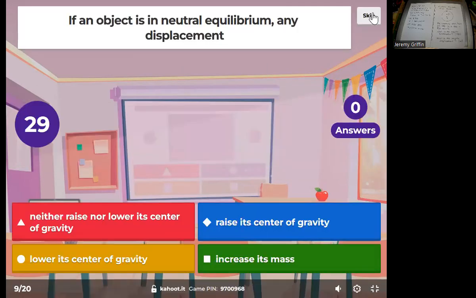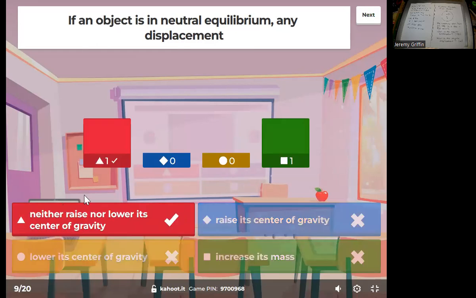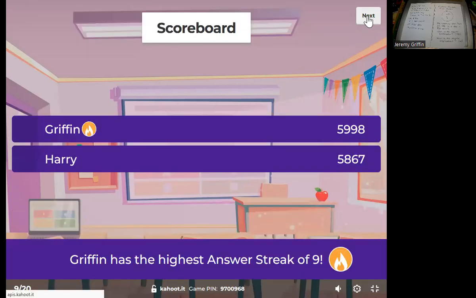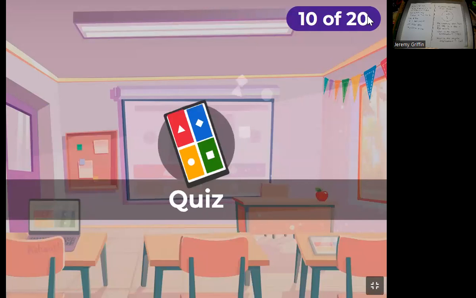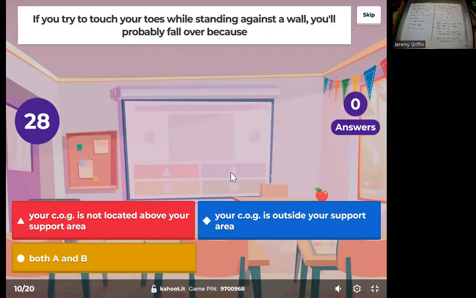Neutral equilibrium. Yeah, that could be like a baseball sitting on the floor. So with any kind of motion, the center of gravity is just going to stay the same. Right? It's not going to move up or down. If you try to touch your toes staying against the wall, you will probably fall over because your center of mass would go outside your base of support.